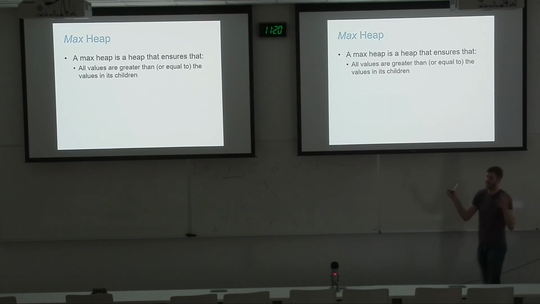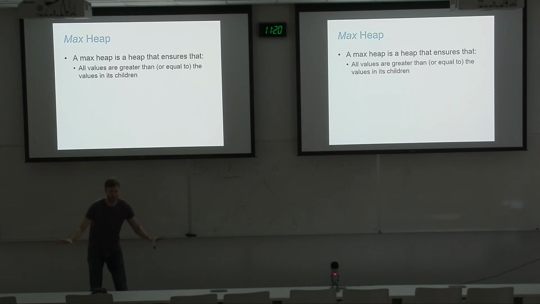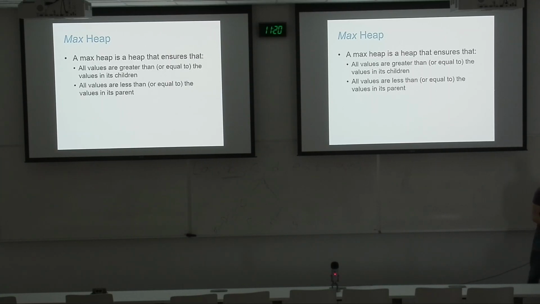Okay, here, let me say it this way. All values are greater than or equal to the values in the children. For any given node A, it must be bigger than the children. It's not that, oh, B needs to be less than C and A. No. All that matters is that A is bigger than these two. Or equal to, I guess, if we allow duplicates in this example. And all values are less than or equal to the value of its parents. So any given node must be less than A. That's it. So in a max heap, A's got to be the biggest.